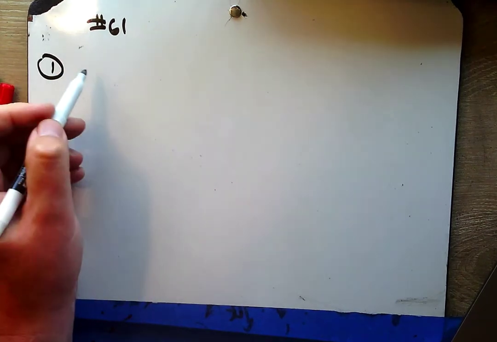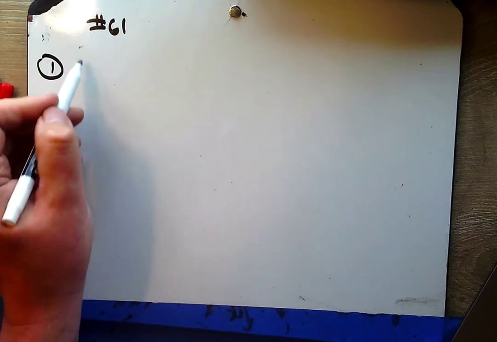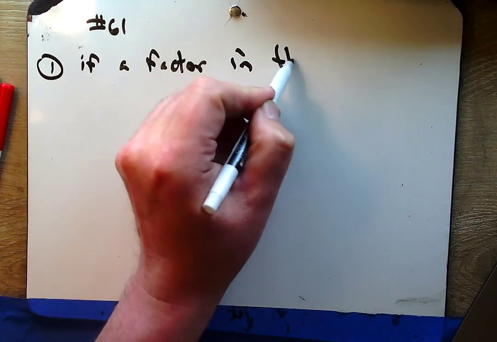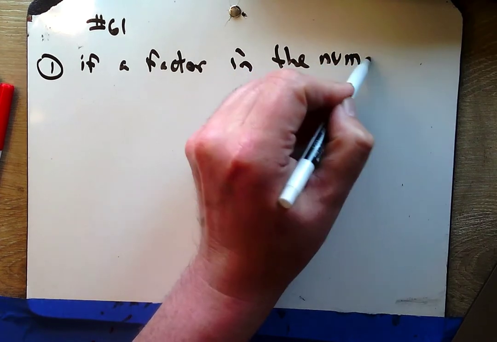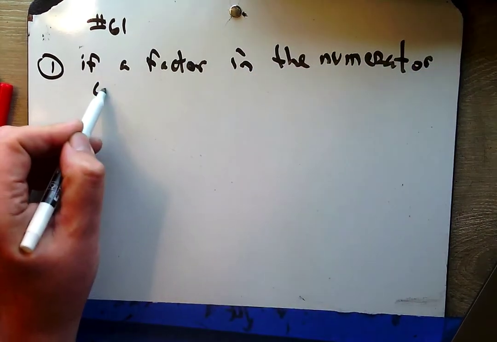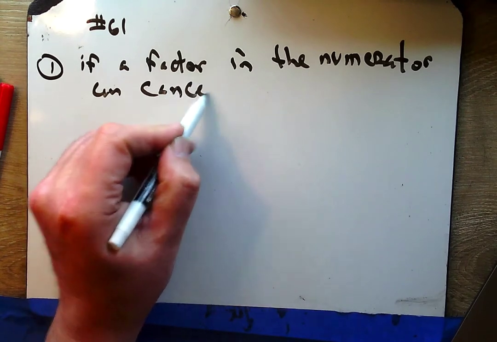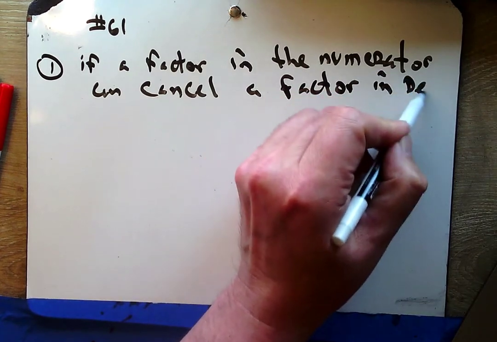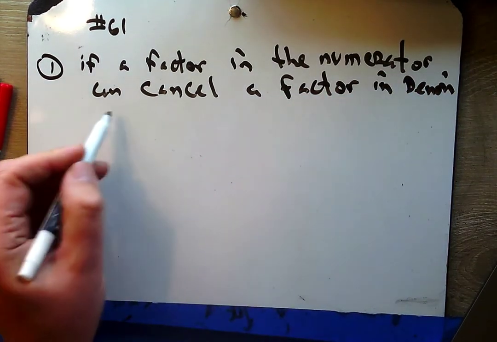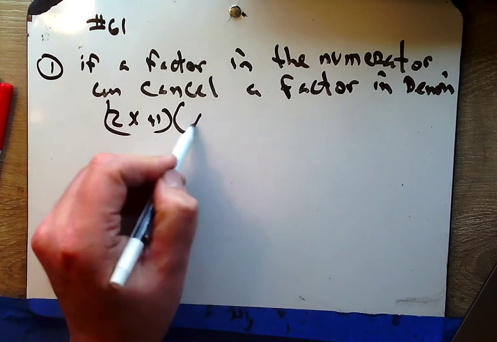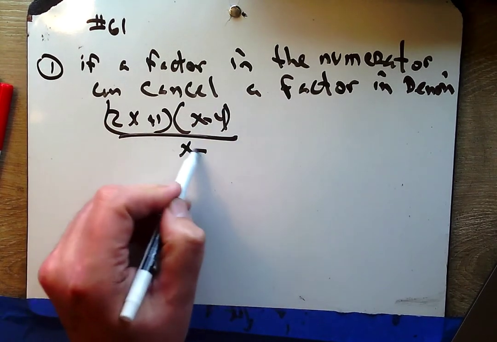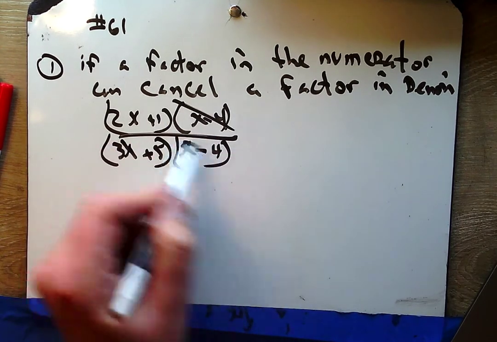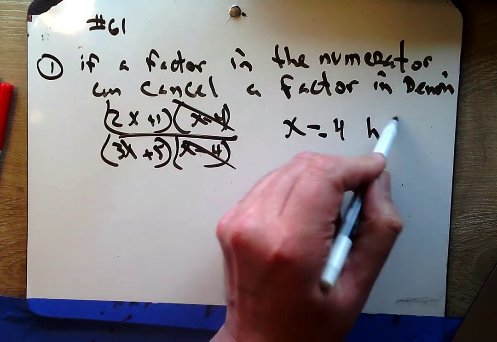Great. 1. How do you know if you have a hole in the graph? If a factor in the numerator can cancel a factor in the denominator. If we got that situation, (2x plus 1)(x minus 4) over (x minus 4)(3x plus 5), kink, kink, x equals 4 is a hole.